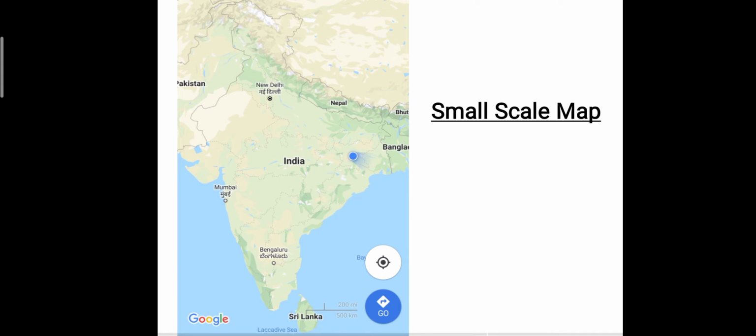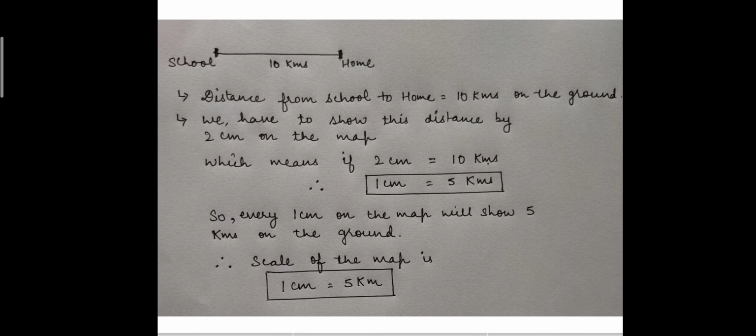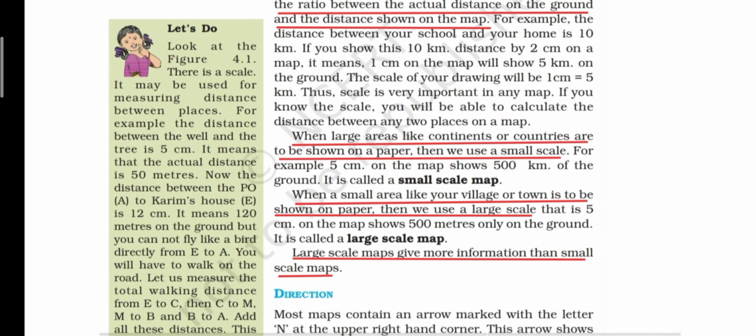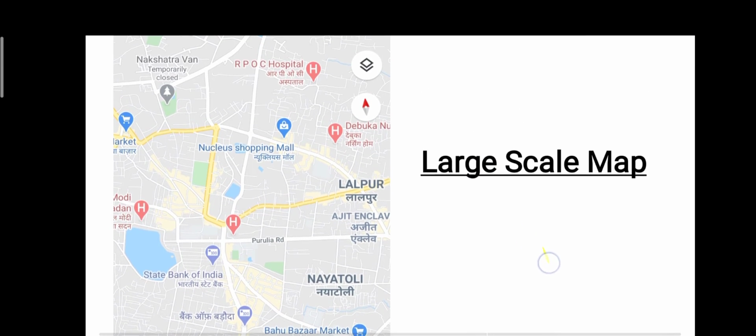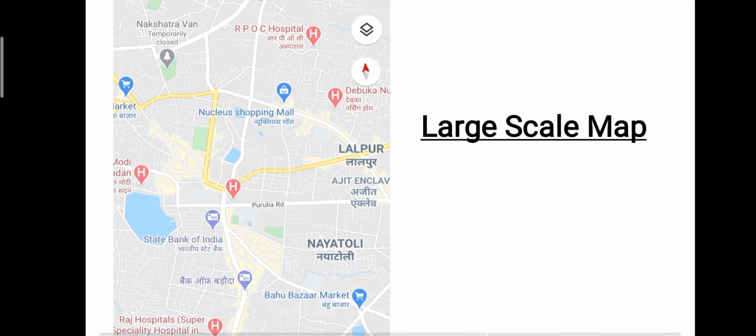Whereas a large scale map, when a smaller area like your village or town is to be shown on a paper, we use a large scale. That is, 5 centimeter on the map shows 500 meters only on the ground. It is called a large scale map. So here if you see, this is a large scale map because it is showing every possible detail of the various things that are around me. So this map is giving us more detail than the previous one.